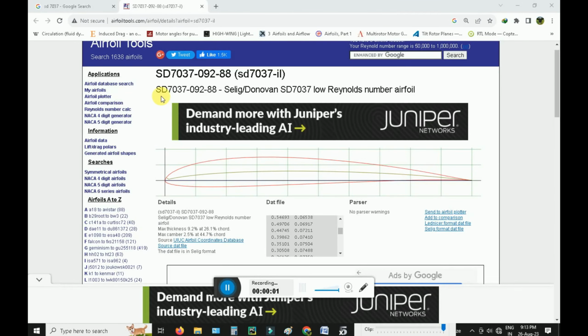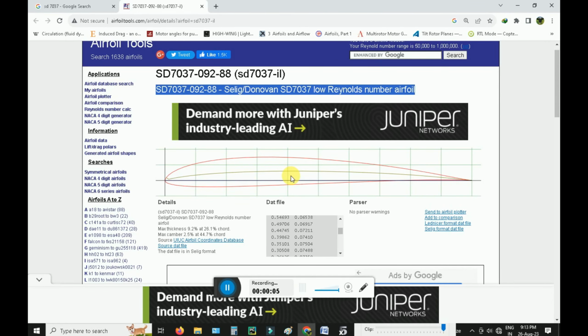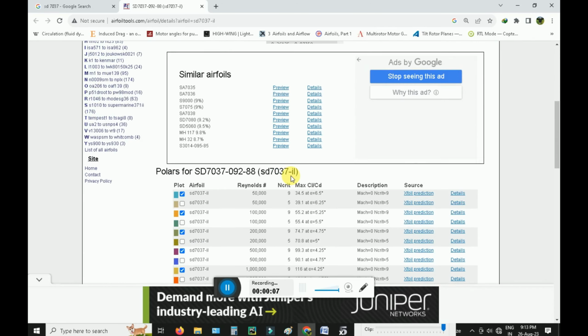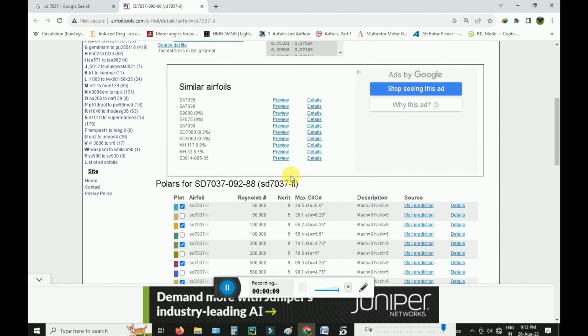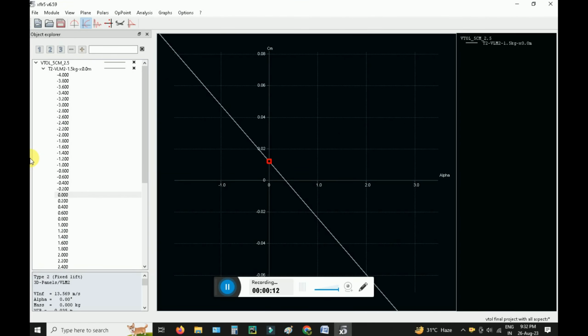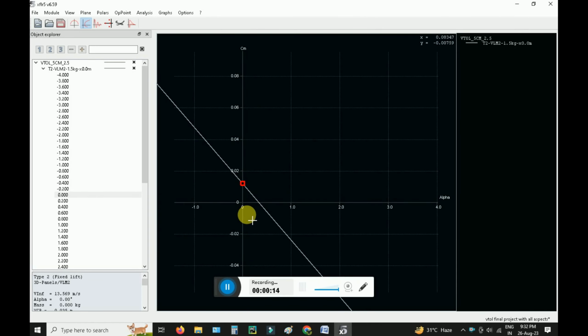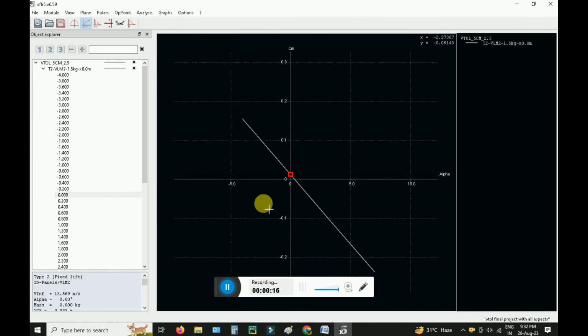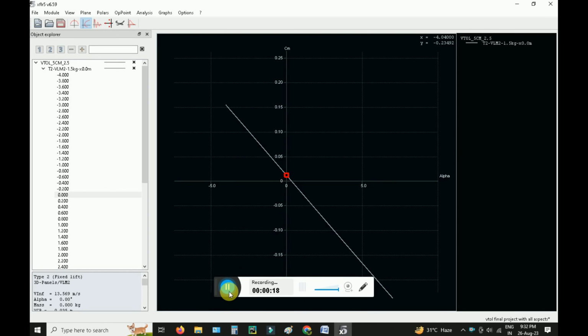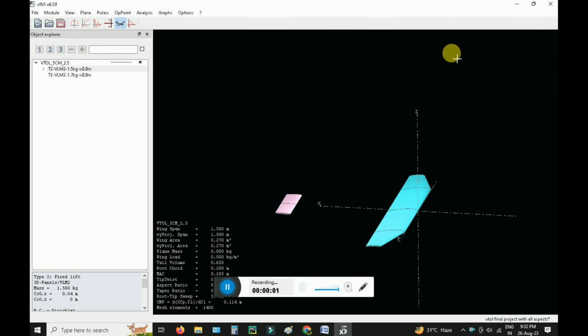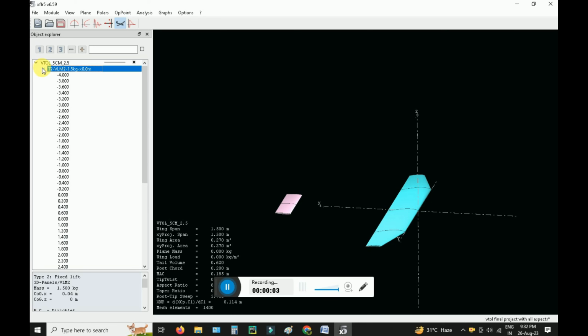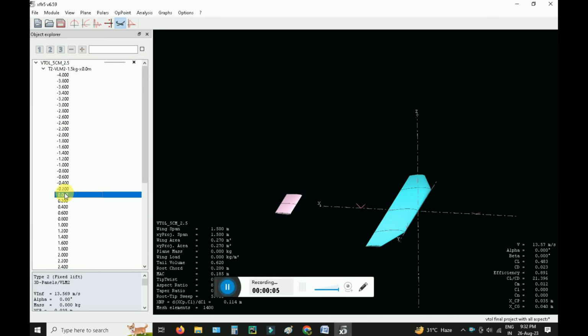And for the airfoil of the wing, I chose the SD7037 airfoil. It is a low Reynolds number airfoil, and after analyzing this airfoil in XFLR software, it showed some good results for forward flight for a 1.5 kg plane with 1.5 meters of wingspan at lower Reynolds number.